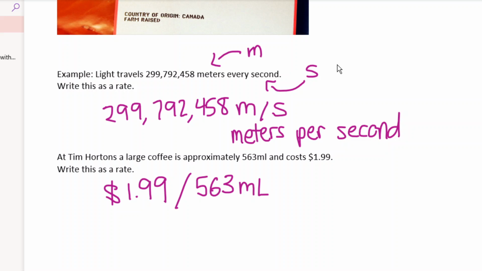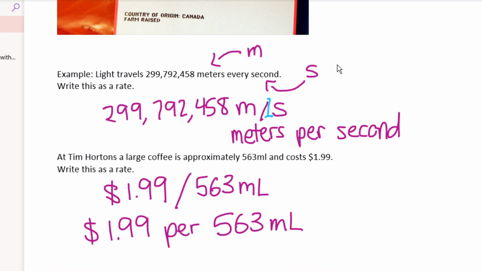563 milliliters. And you might be asking, oh, Miss Miller, we didn't have a number in that first one, right? We didn't put the 1 in front of seconds. And that's true. If it's just 1, we usually don't put the 1 in. We just say per second. It's implied that there's only 1 second there. And so this would be a rate, or we could write this as how we would say it. $1.99 per 563 milliliters. And that's just how we would write those as a rate.